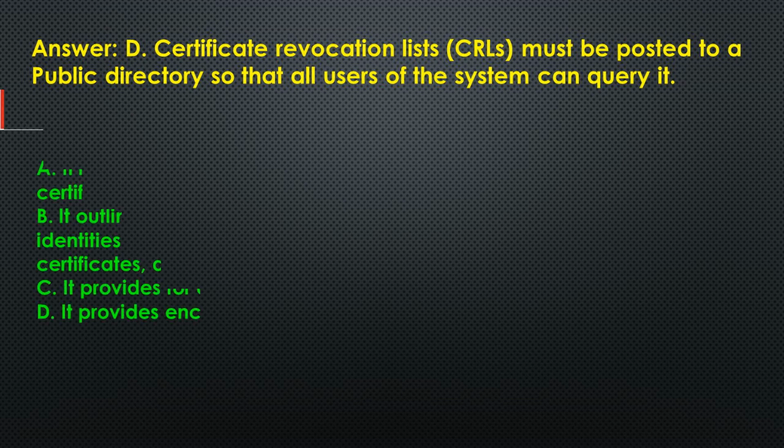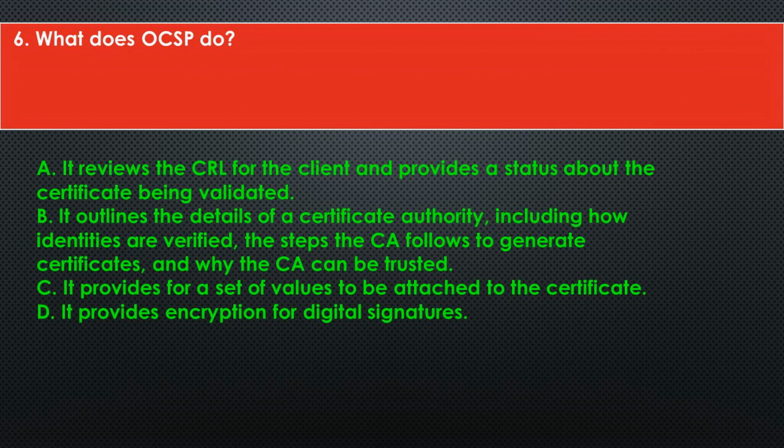6. What does OCSP do? A. It reviews the CRL for the client and provides a status about the certificate being validated. B. It outlines the details of a certificate authority, including how identities are verified, the steps the CA follows to generate certificates, and why the CA can be trusted. C. It provides for a set of values to be attached to the certificate. D. It provides encryption for digital signatures.